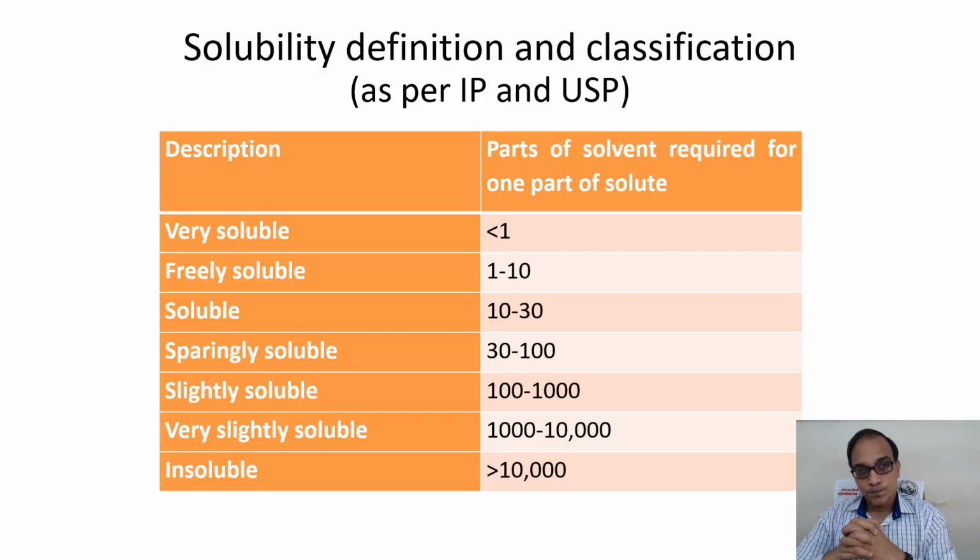So as you know very well, the solubility definition and classification as per IP and USP describes terms from very soluble to insoluble, in terms of parts of solvent required for one part of solute. Very soluble is less than 1, freely soluble 1 to 10, soluble 10 to 30, sparingly soluble 30 to 100, slightly soluble 100 to 1000, very slightly soluble 1000 to 10,000, and insoluble more than 10,000. So this table you must learn.